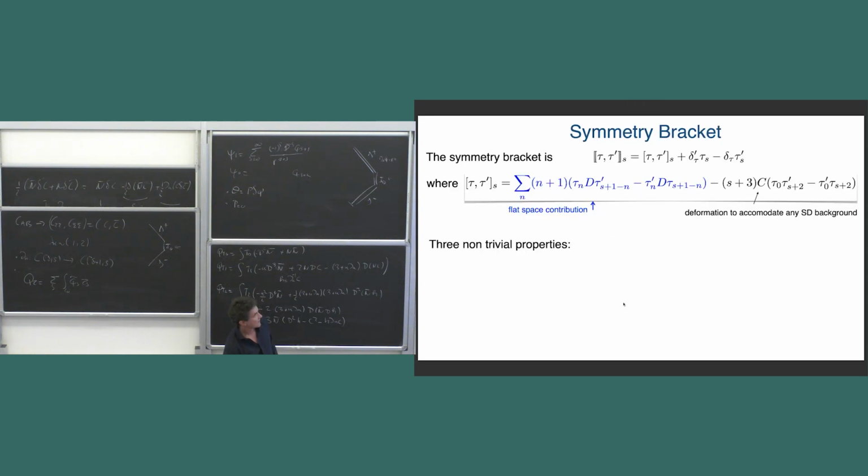So here is the algebra. I'm going to try to conclude on LW infinity, and that's it. So this is the algebra of tau and tau prime of S. There's a part in blue here, which is the flat space contribution. Think of these as higher spin fields.